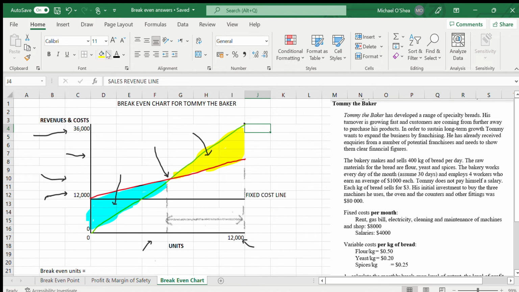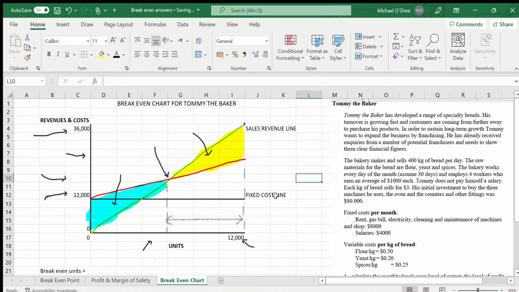This line is my sales revenue line. It's showing all the way along. If I sell this many units down here, this will be my income. If I sell this many units down here, maybe about 11,000, this will be my income, again my revenue. And if I sell up to the maximum 12,000, this will be my revenue. That's the green line drawn, and that's the black line drawn.